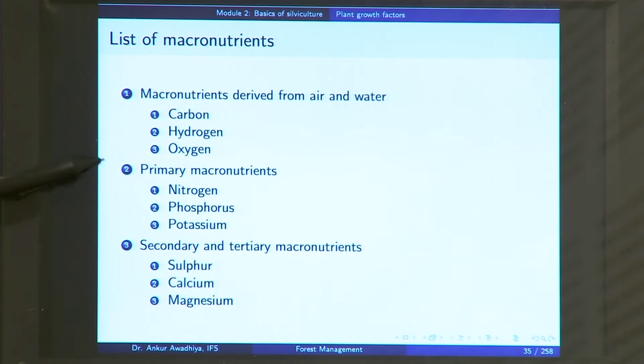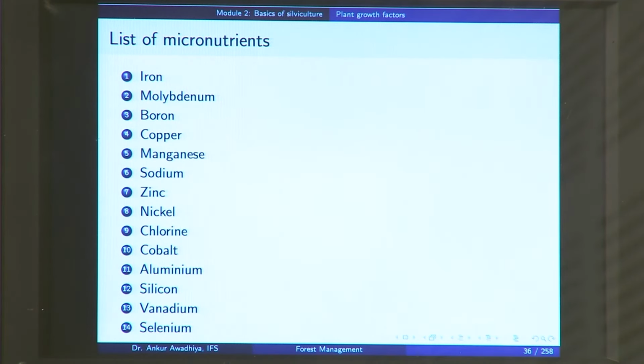Then you have primary macronutrients, which are nitrogen, phosphorus and potassium, NPK. When we talk about fertilizers for either silvicultural uses or agricultural uses, we are always looking for the ratio of N, P and K in those fertilizers, because these are the primary macronutrients. Then you have secondary and tertiary macronutrients such as sulfur, calcium and magnesium. And the list of micronutrients is very large. You have iron, molybdenum, boron, copper, manganese, sodium, zinc, nickel, chlorine, cobalt, aluminium, silicon, vanadium, selenium, and the list goes on. So, these are some prominent micronutrients that the plants require.